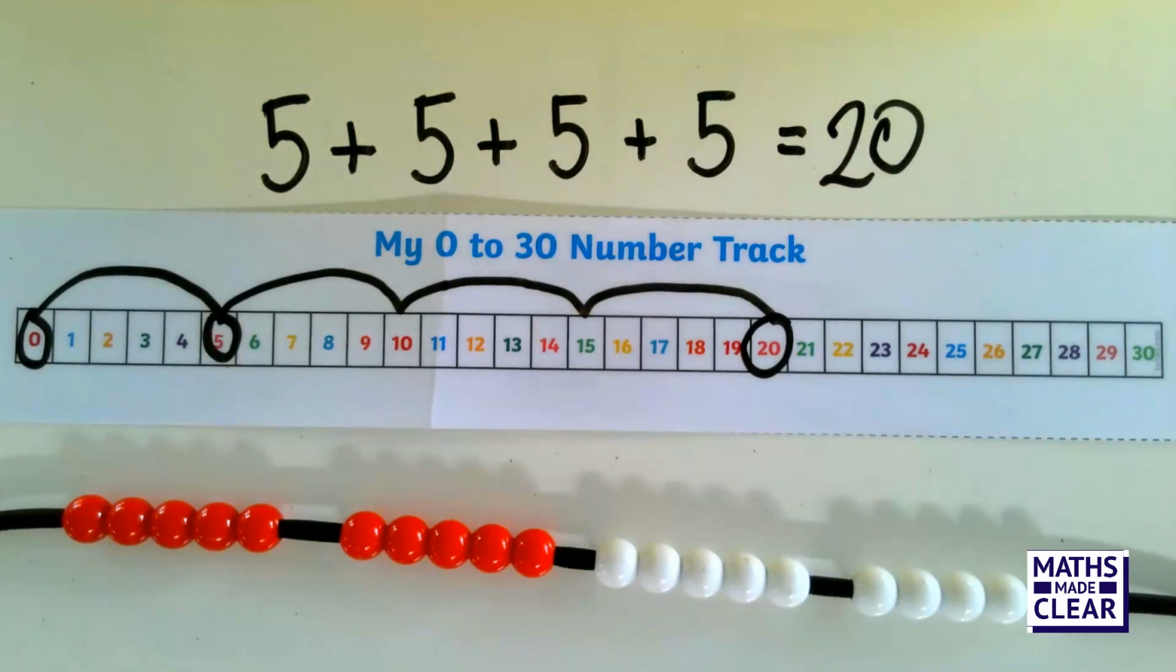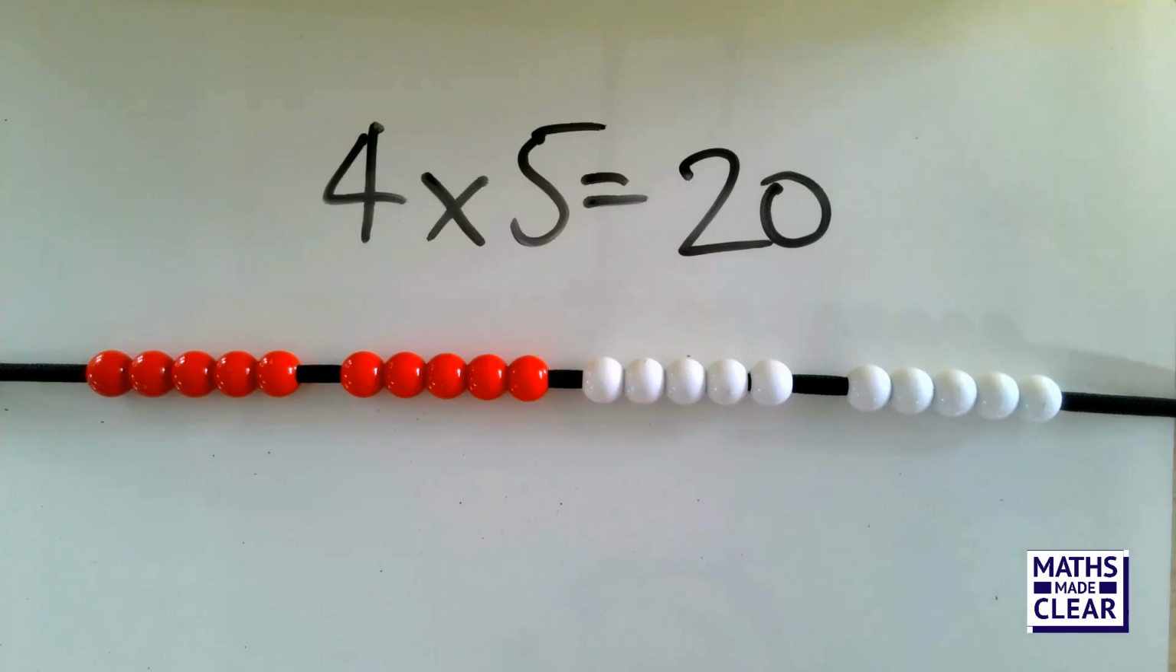So at this point, we then might introduce the number sentence. 4 times 5 equals 20. So the X symbol here means times. And you could also look at it in terms of lots of. So 4 lots of 5 equals 20. You're actually looking at part of the 4 times table and the 5 times table. 4 times 5 equals 20.